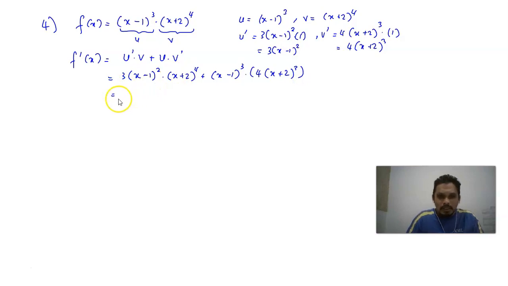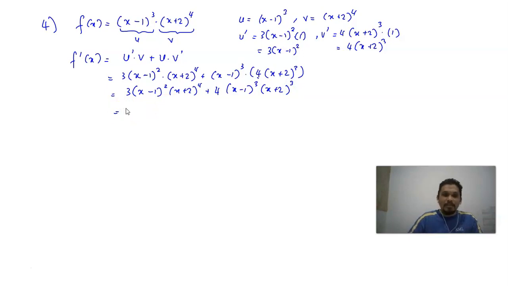Okay, now it is 3(x - 1) squared and (x + 2) to the power of 4, then 4 here, plus 4(x - 1) cubed and (x + 2) to the power of 3. We can factorize this for (x - 1) squared and (x - 1) cubed. So we only take the lowest one, which is (x - 1) squared, multiplied with (x + 2) to the power of 4 and (x + 2) to the power of 3.